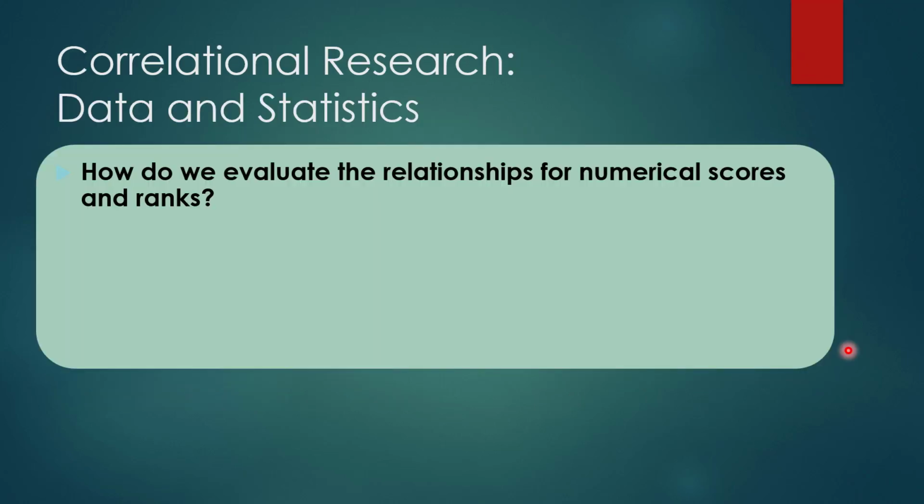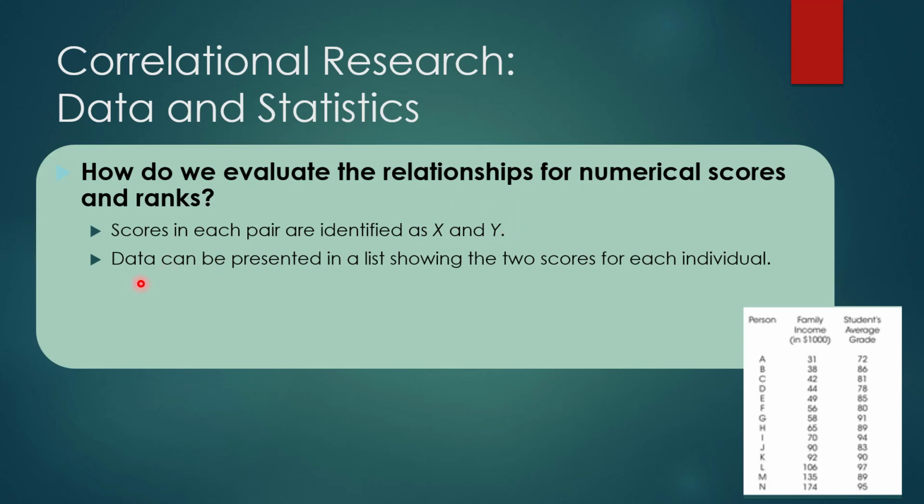So how do we evaluate the relationships between these numerical scores or ranks? Each individual gets scores that are in a pair, and they're identified as X and Y. So each individual has a score for variable X and a score for variable Y. This data can be presented in a list showing the two scores for each individual. So here we have individual A, or person A, and they have a score for variable X. They also have a score for variable Y. Person B has a score for variable X and Y. Person C has a score for variable X and Y, and so on and so forth.